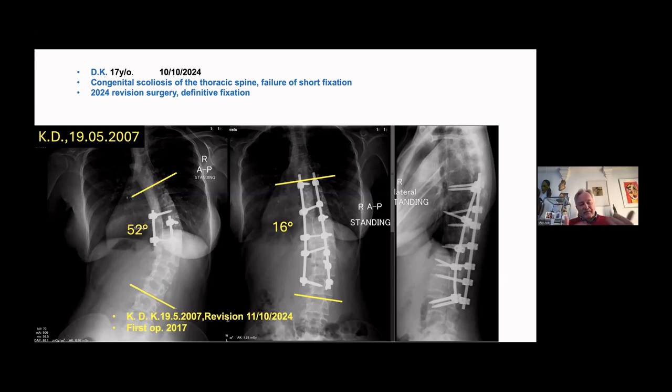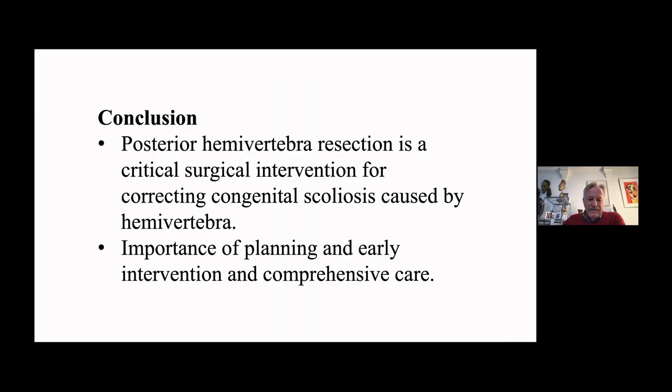We had to take the metal down, and we had to do some posterior resection and realignment of the spine with this result of 16 degrees. So in conclusion, posterior hemivertebral resection is a critical surgical intervention for correcting congenital scoliosis caused by hemivertebra. So it's a very limited issue in this kind of deformity surgery.